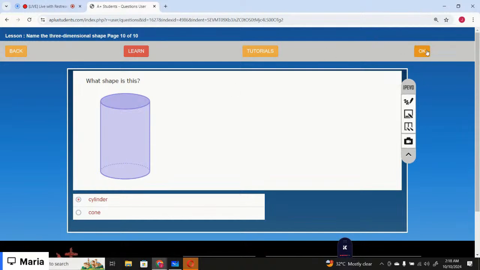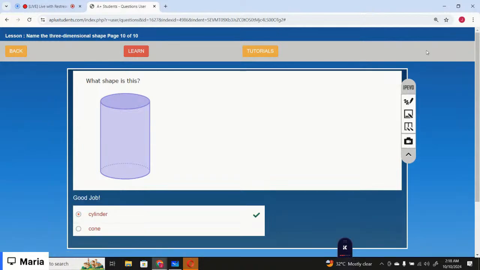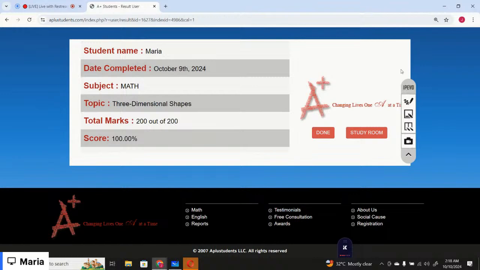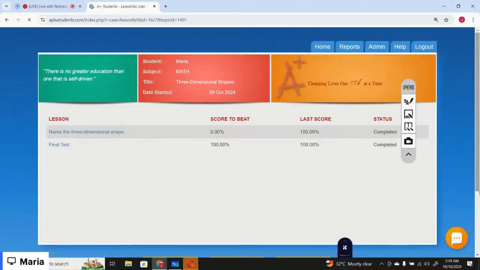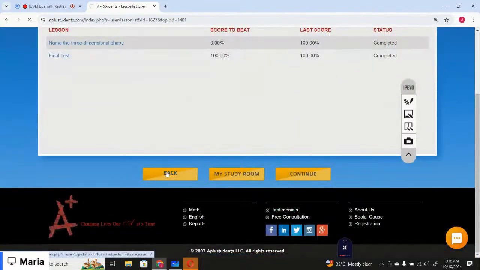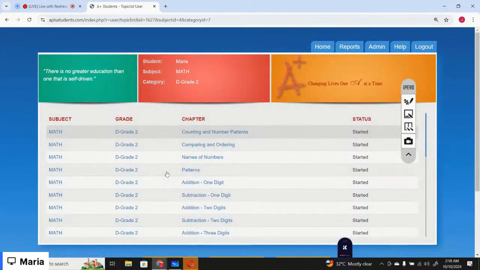Okay, we are done with the lesson. And I think we are done with this chapter, right? That is three-dimensional shapes. We only have one lesson, right? Okay, yes, you can do the final test on your own. So let me go to the next lesson. I think the next lesson is fractions. Let's just start with the chapter fractions.